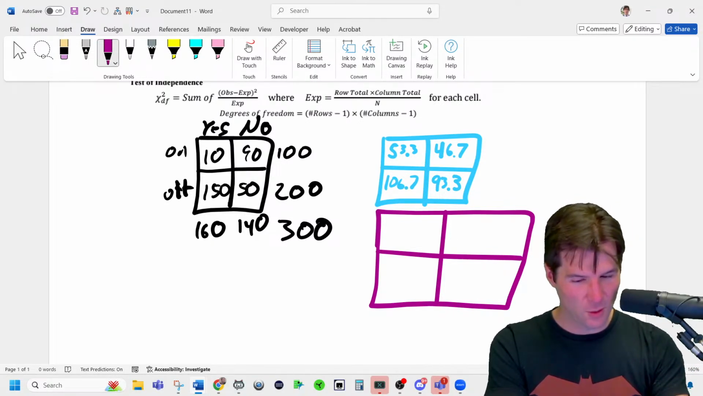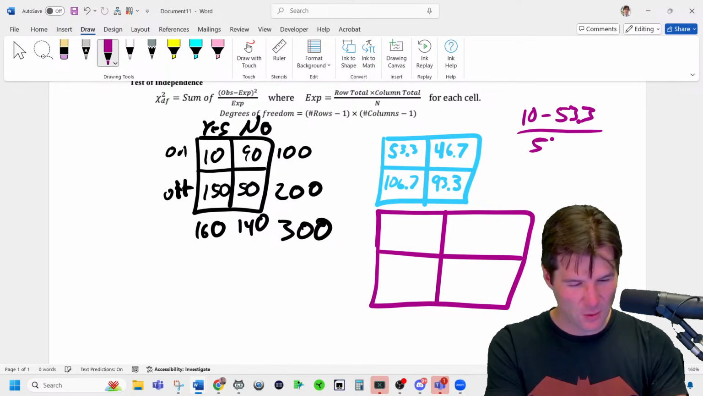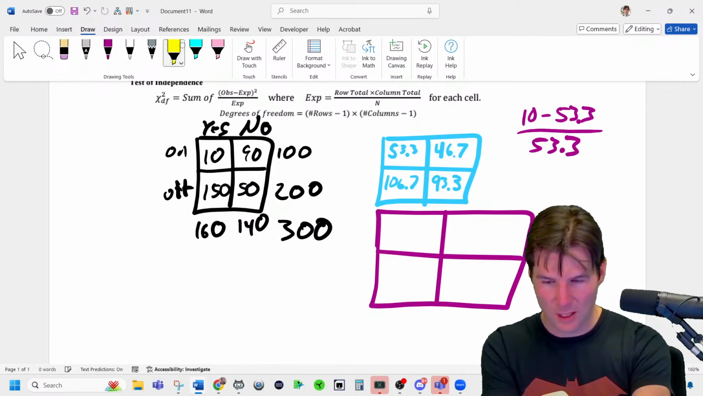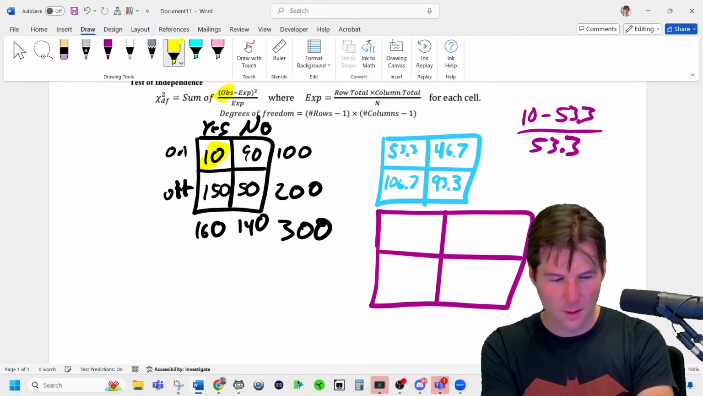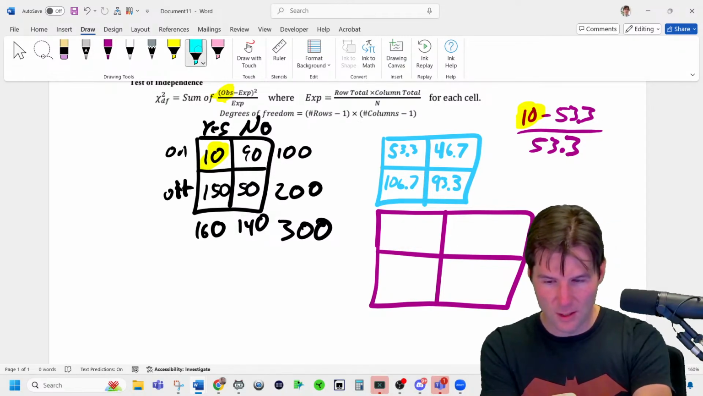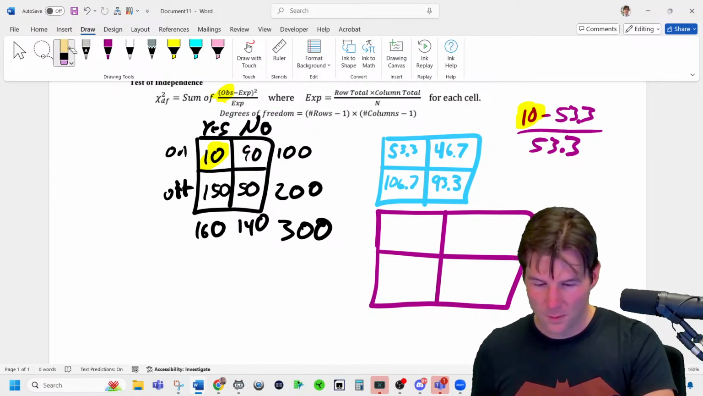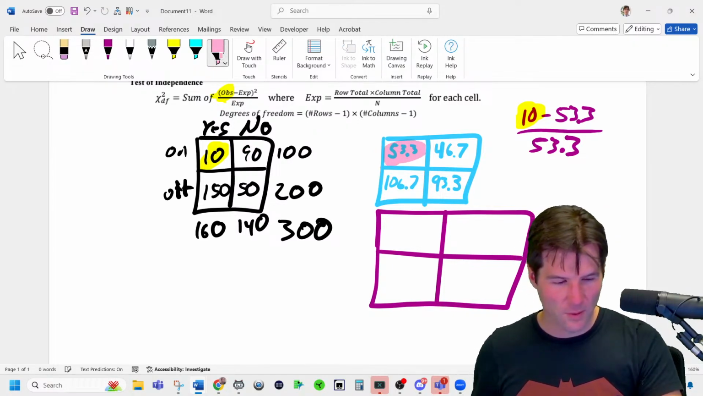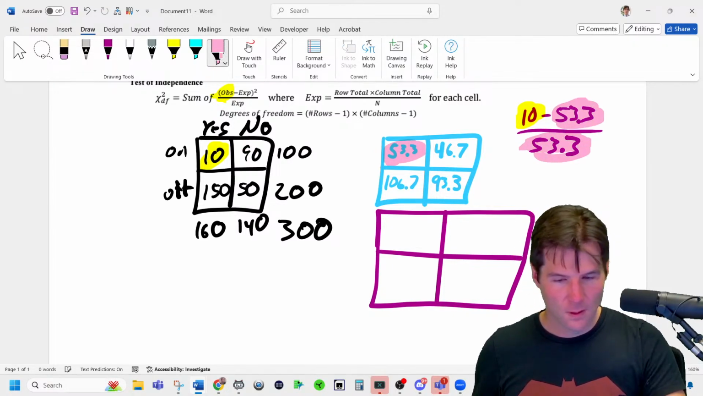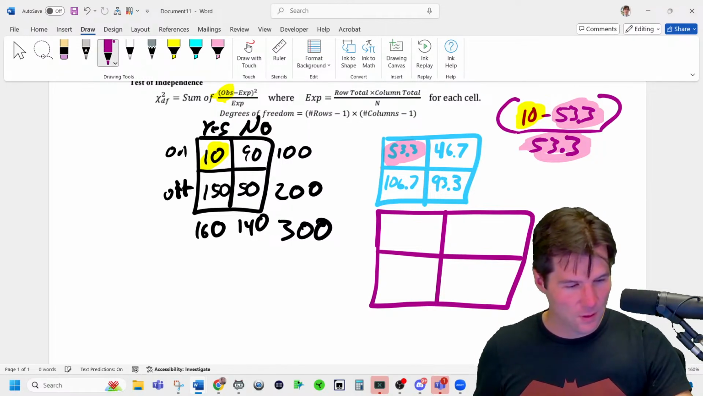For the first cell, you would do observed of 10 minus expected of 53.3, over 53.3. Notice we are taking the observed from here, and we are taking the expected from there, and you just square the difference.